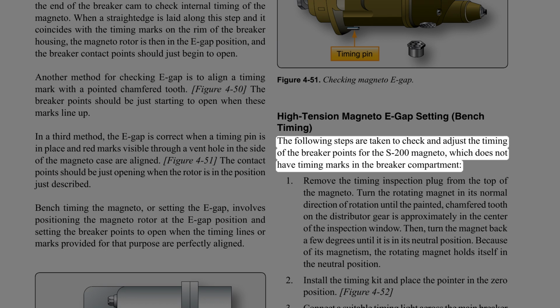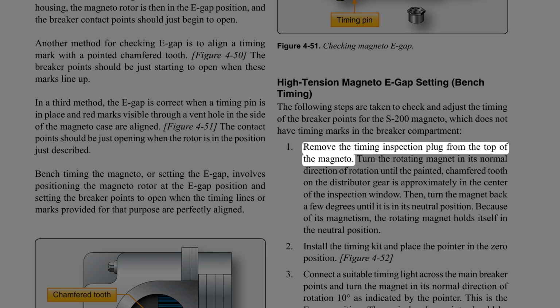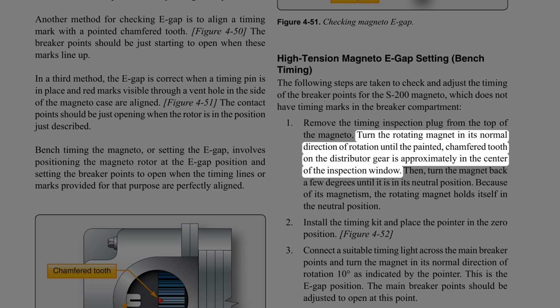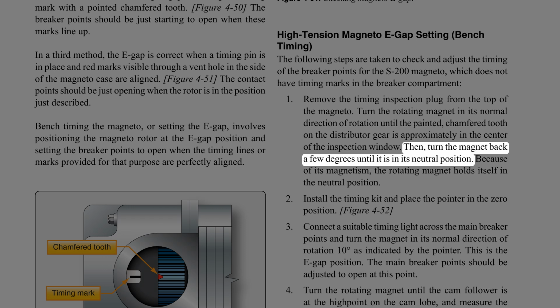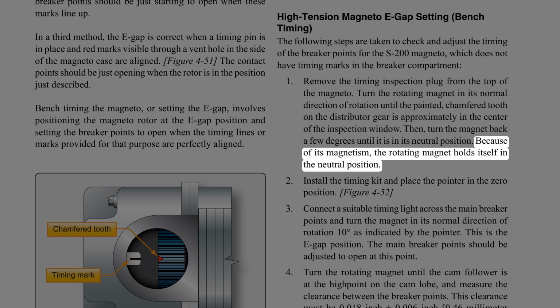The following steps are taken to check and adjust the timing of the breaker points for the S200 magneto, which does not have timing marks in the breaker compartment. Remove the timing inspection plug from the top of the magneto. Turn the rotating magnet in its normal direction of rotation until the painted, chamfered tooth on the distributor gear is approximately in the center of the inspection window. Then, turn the magnet back a few degrees until it is in its neutral position. Because of its magnetism, the rotating magnet holds itself in the neutral position.